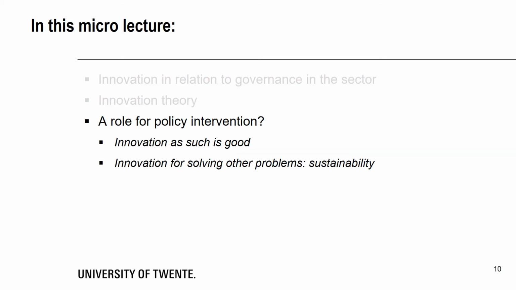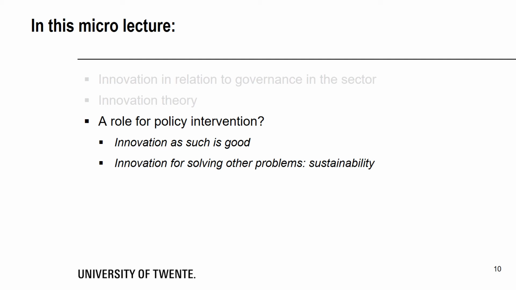After discussing innovation theory, it's time for our final subject of this micro-lecture, and that's the question if there is a role for policy intervention. Now, in general, there might be two reasons for government intervention. The first one is that the idea of innovation as such is a good thing. Countries usually would like their construction sector to be innovative because it has to compete on an international market, and because there is little innovation currently, they might have reason to increase innovation and to have a policy for that.